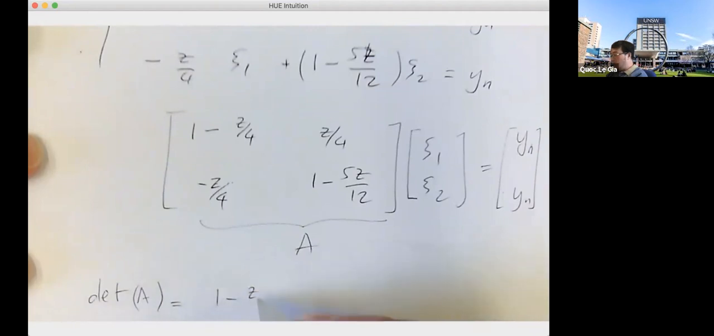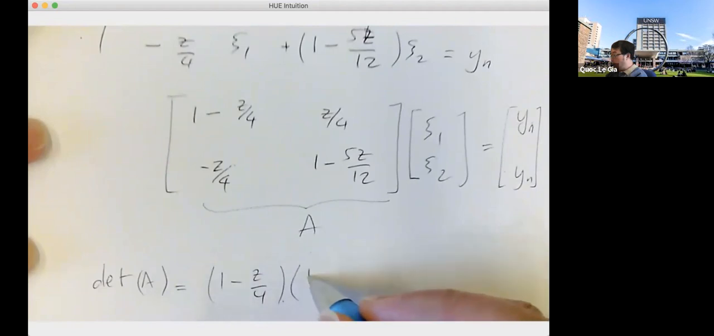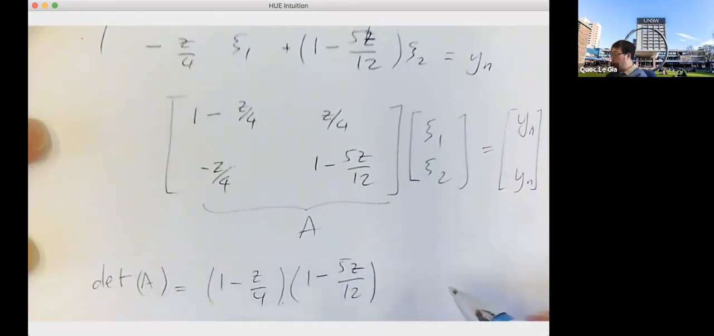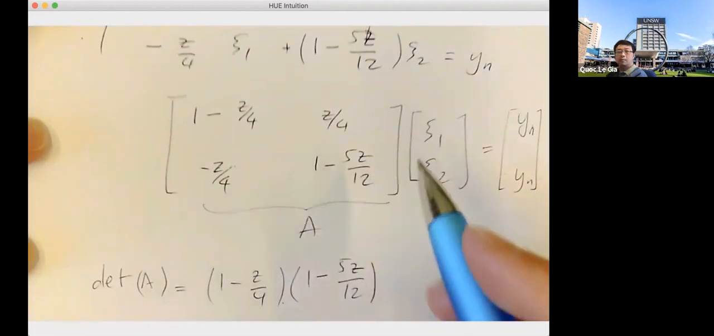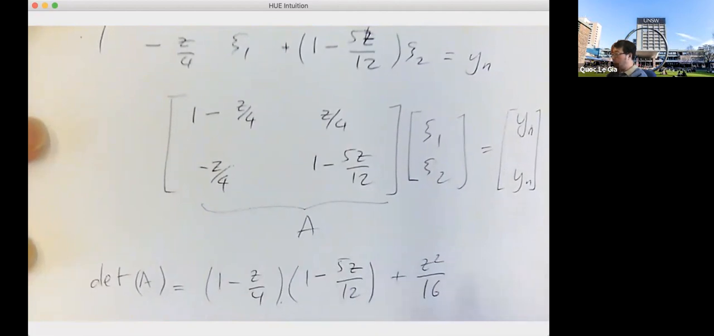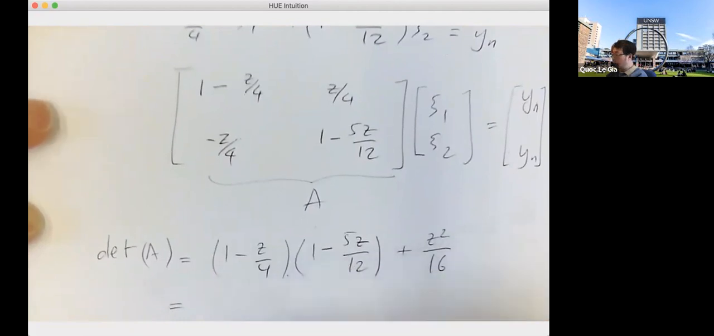1 minus z over 4, 1 minus 5z over 12, and minus becomes a plus z squared over 16. Okay. So make sure everything is correct. So you got 1 here, and you got 5 z squared over 48.